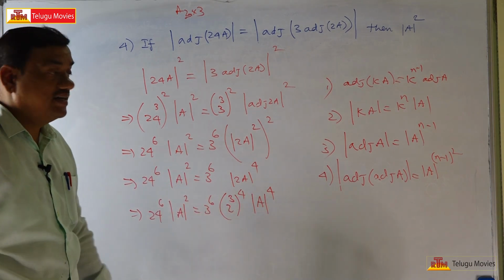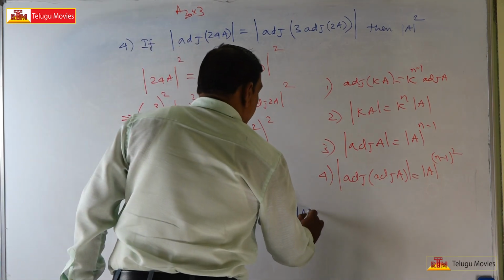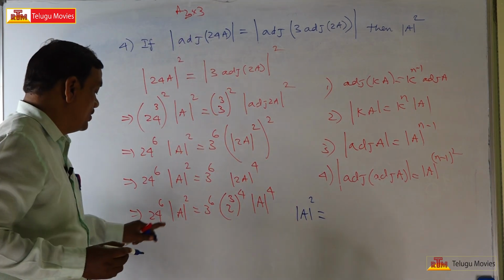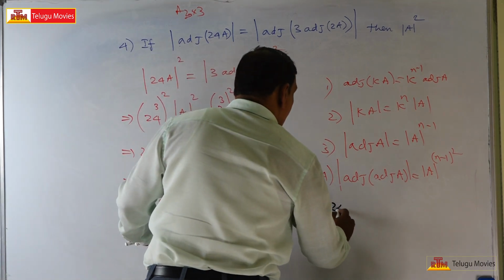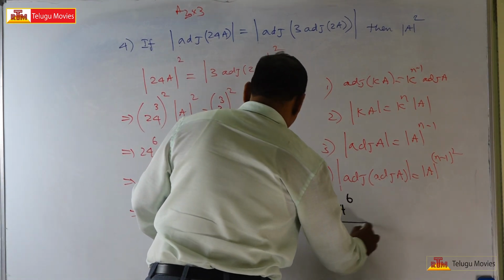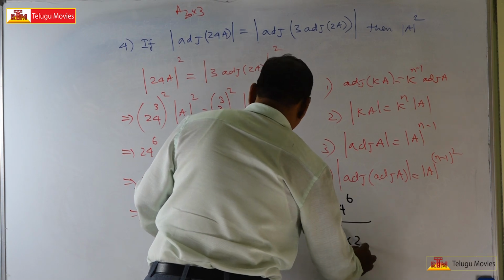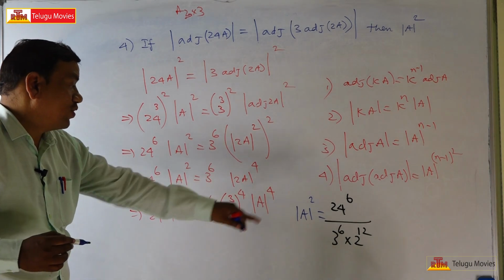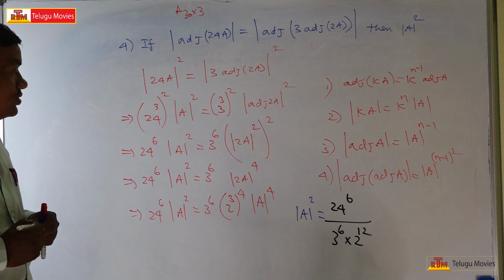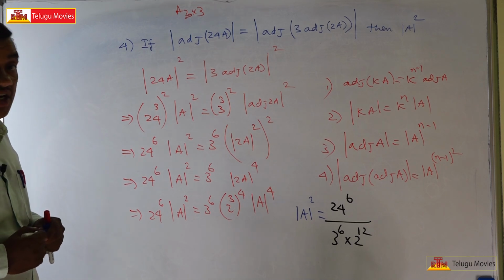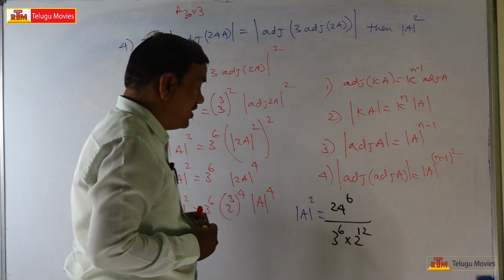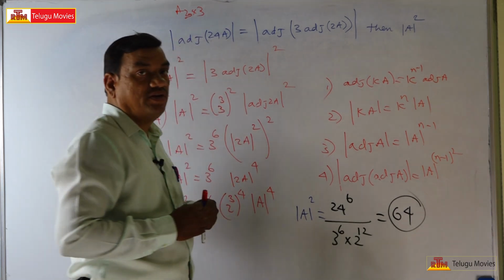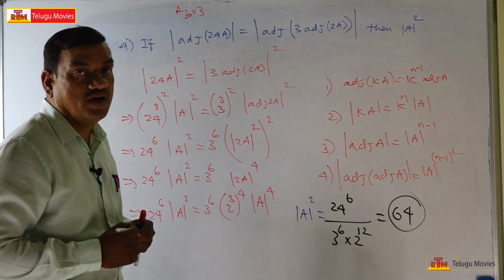You can cancel det A whole square, and det A whole square is given by 24 whole power 6 divided by 3 power 6 into 2 to the power of 12. You calculate this value, and you will definitely get determinant of A whole square as 64. 64 will be your final answer. Determinant of A whole square is equal to 64.